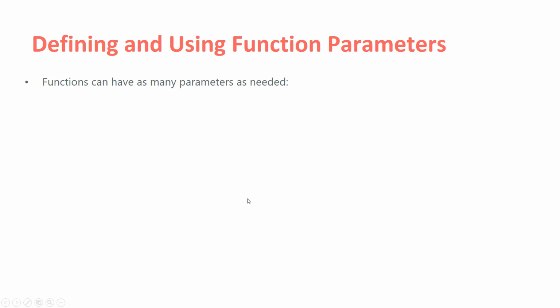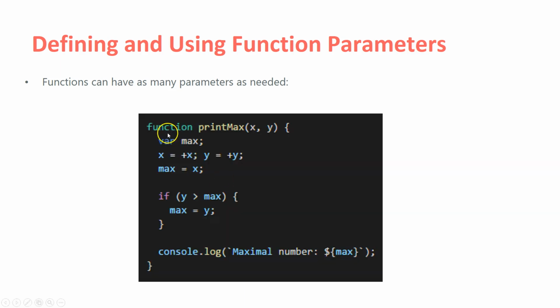Functions can have as many parameters as needed. So I can say function print max, and here I can receive x and y. If I want, I can specify their types. I can say x, for example, is number, or I might need a y as string, depends. Or if you want, it's not required to specify them, but I would say here that it's good practice to specify them, because that's the point of TypeScript.